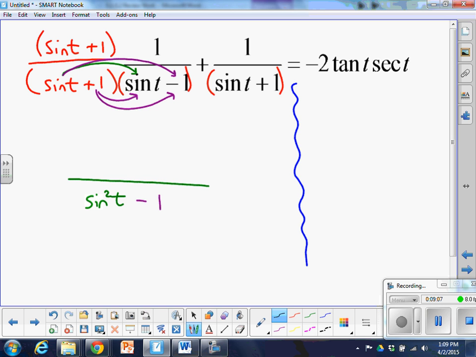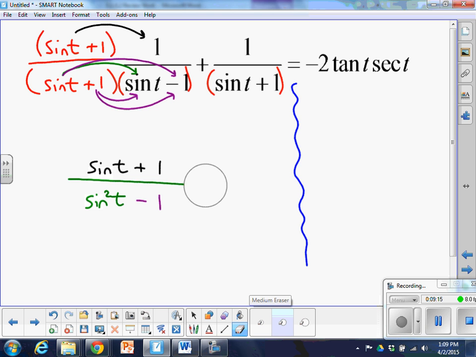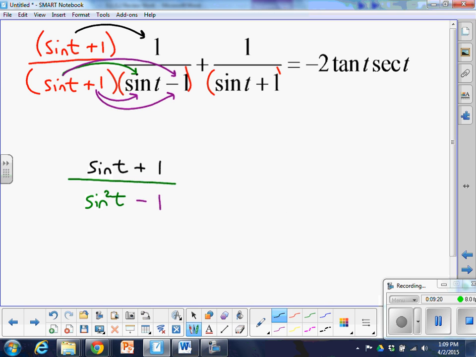The numerator, I basically multiplied all that stuff by 1, so it's just going to stay the way that it was. Sine t plus 1. Okay, now the term on the right, let's get a little more space here. It needs to get multiplied by its conjugate from its denominator. So sine of t minus 1, top and bottom.